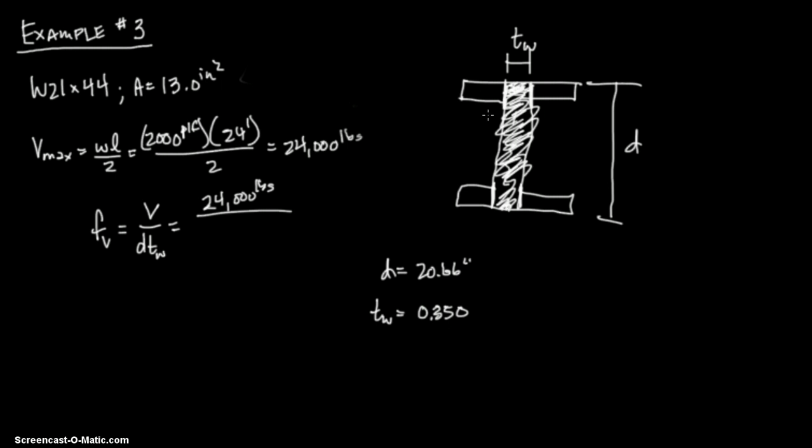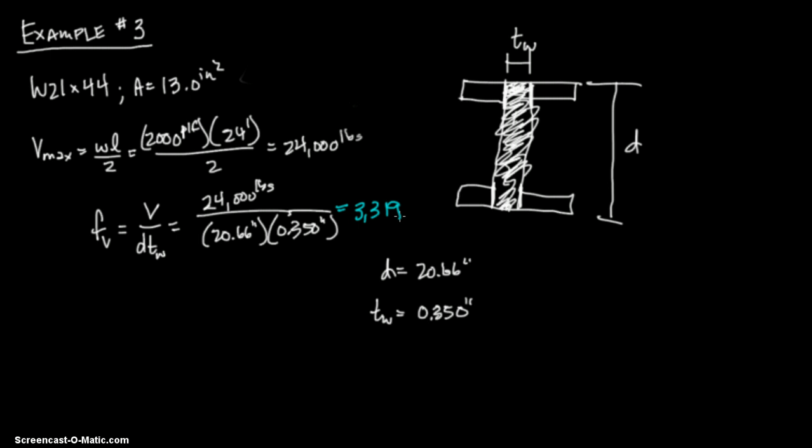That might be confusing. Don't remember that. Just remember the thickness of web times the depth. All right, so we go ahead and put these in. Plug and chug. 0.350 inches. And we come up with, let's put that into our handy calculator here, 24,000 divided by 20.66 divided by 0.350 is 3,319. Did I do my math correctly?